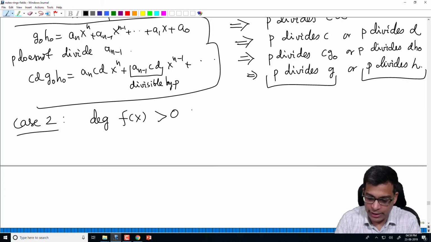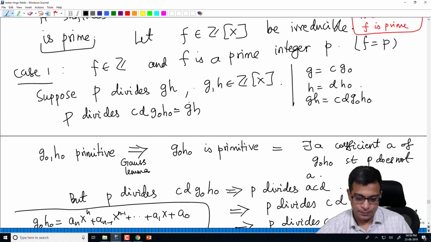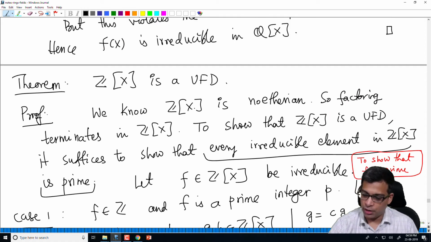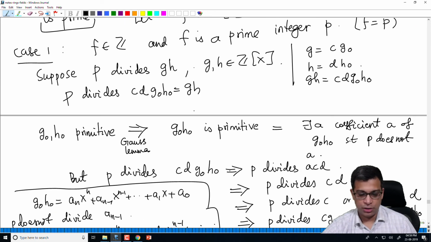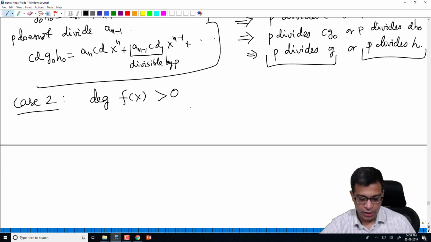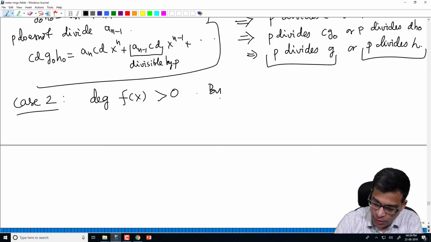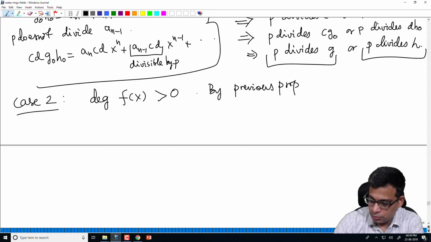So suppose now, second case, suppose degree f is positive. Remember again, I am trying to prove that any irreducible element in Z[x] is prime. So I have taken an irreducible element. By the previous proposition, it falls into one of two cases. In case 1, it is degree 0, in which case it's a prime integer. In case 2, it is positive degree. By the previous proposition, f(x) is primitive.